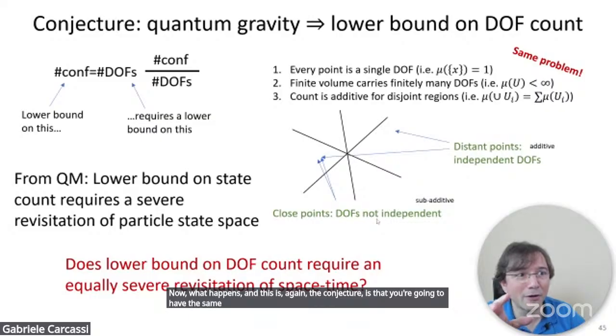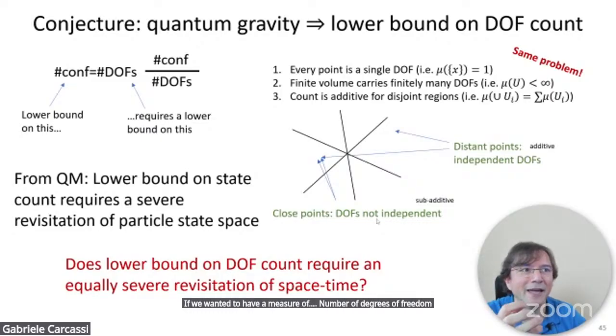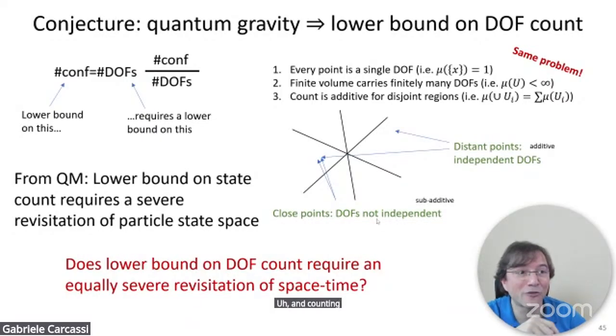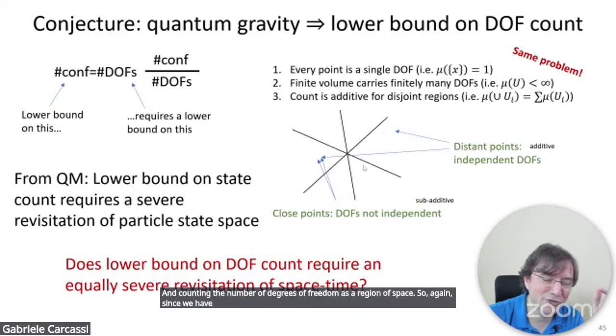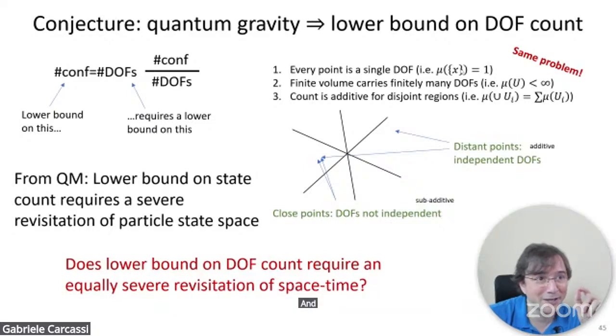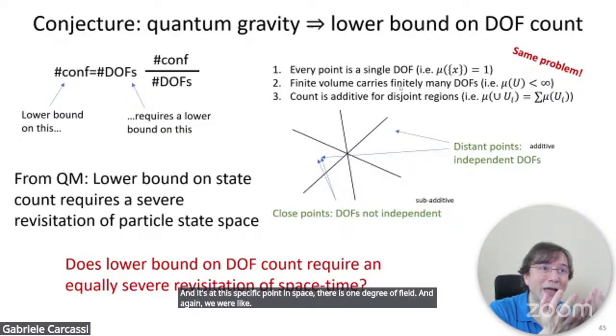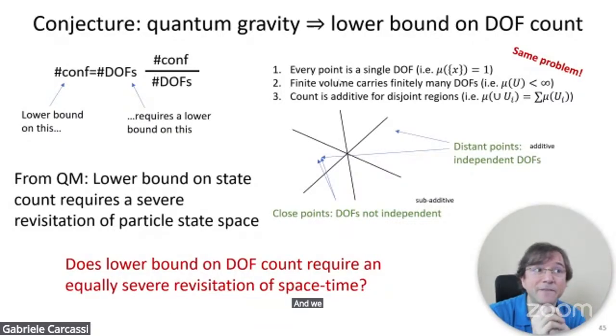Now, what happens, and this is again the conjecture, is that you're going to have the same problem if we want to have a measure of the number of degrees of freedom, counting the number of degrees of freedom in a region of space. So again, since we have a degree of freedom in a field theory, every degree of freedom in a point, we would like that every point is a single degree of freedom. We would like to say that at this specific point in space, there is 1 degree of freedom. And again, we would like finite volume to have finitely many degrees of freedom and the measure to be additive. And we are going to have the same problem that we would have when we were counting states.